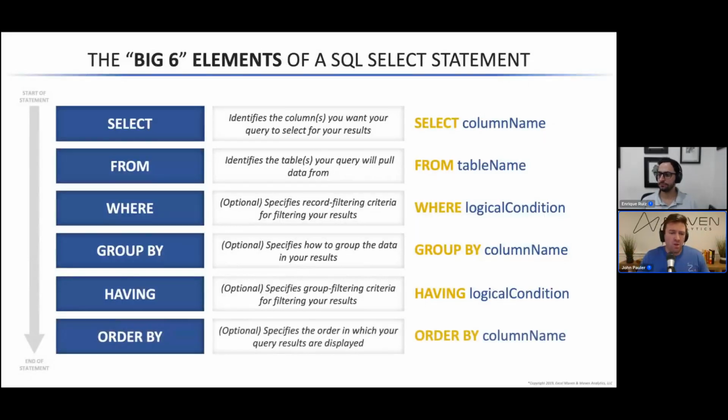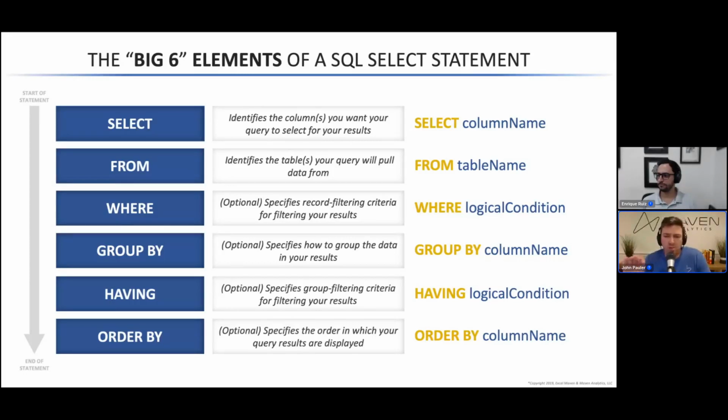And then order by is, think of this as how you're going to sort the result that you pull out. You can order by one single column name. You can order by multiple column names. So it can get pretty fancy here, but it's all pretty simple.